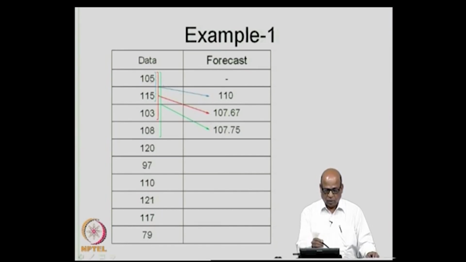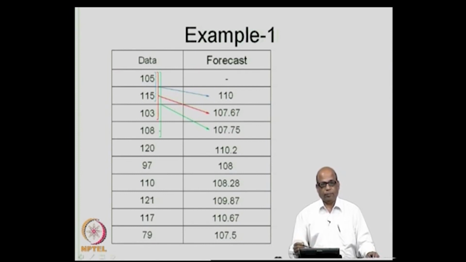So, this has been got by taking the average of 105, 115, 103, 108. All of these values are used to forecast this. This forecast is for the next time period and so on. Like this, you keep getting the forecast for the next time period. So, the forecasts that are shown here are actually for the time period subsequent to that. For example, this is a forecast for this time period 103 and this is a forecast for this time period and so on.